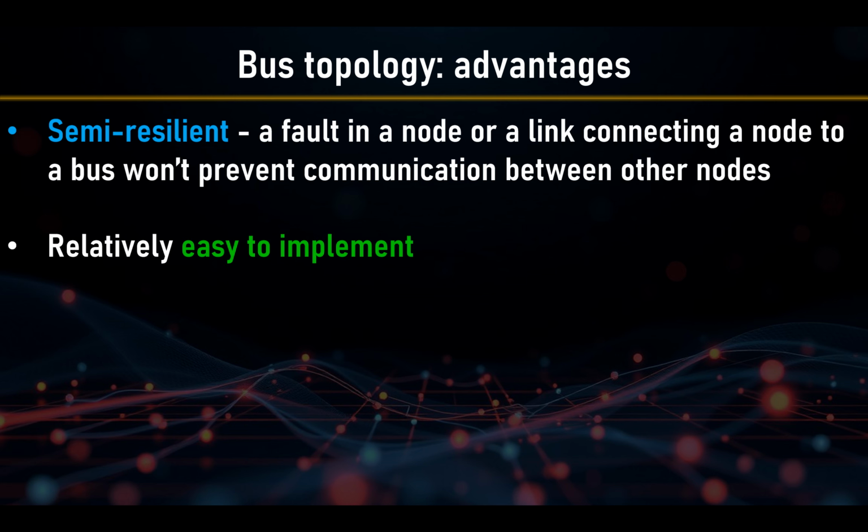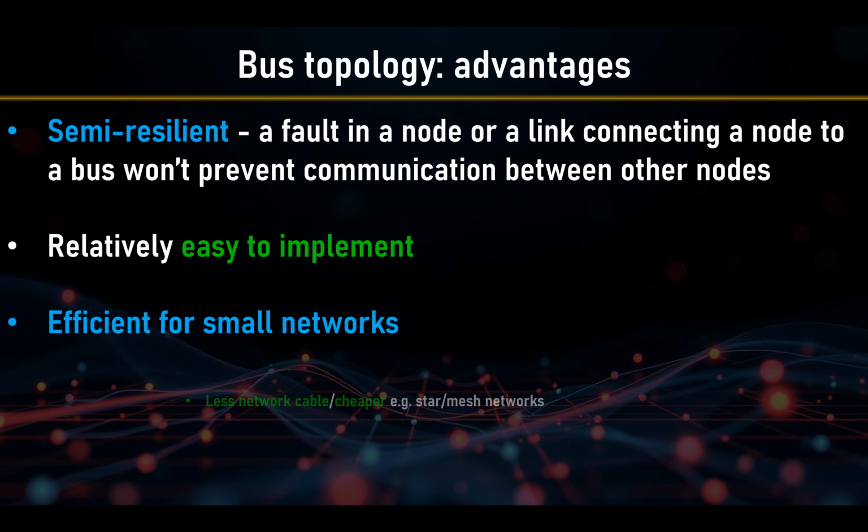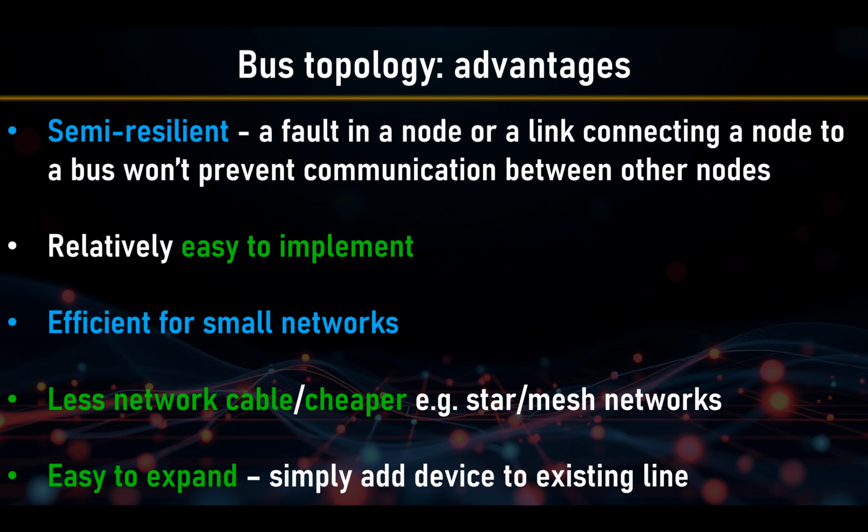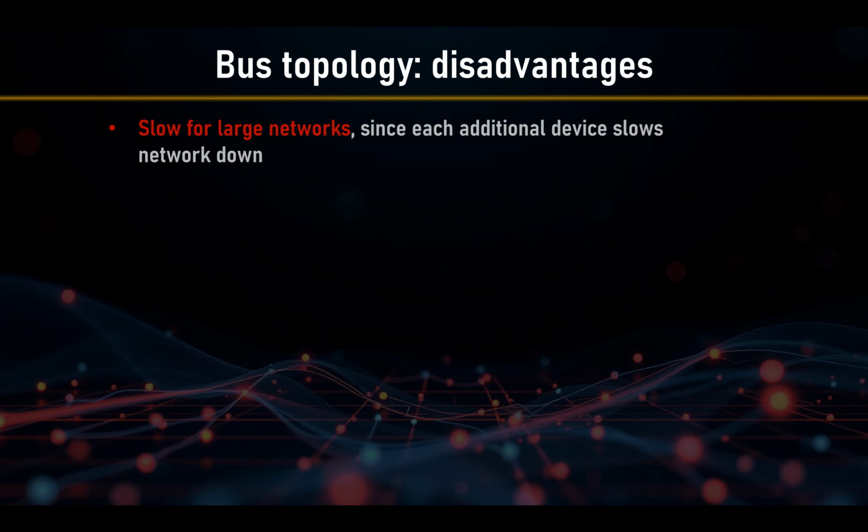It's relatively easy to implement, fairly simple, and fairly efficient for small networks. Less network cable is required, so it's also going to be cheaper. It also uses less power compared to, for example, star or in particular full mesh networks. It's also easy to expand because we have the central bus line, so we just connect an extra device to it.